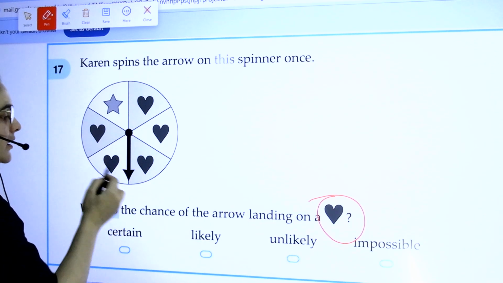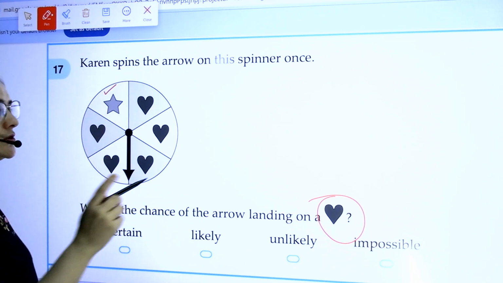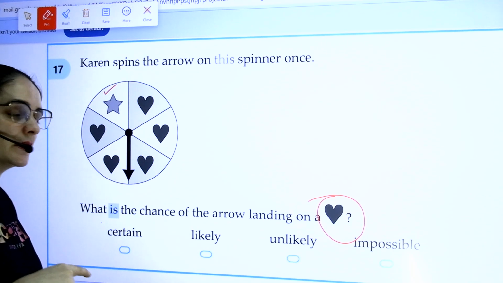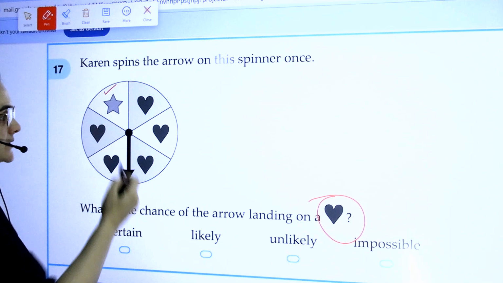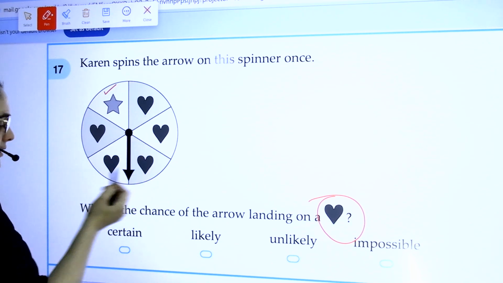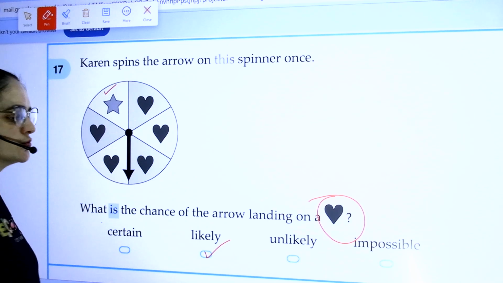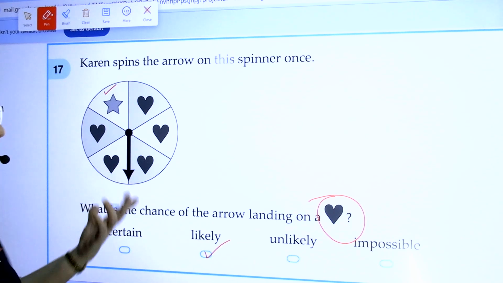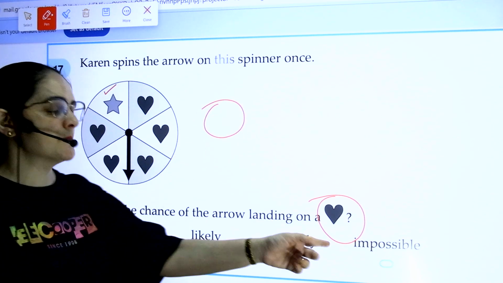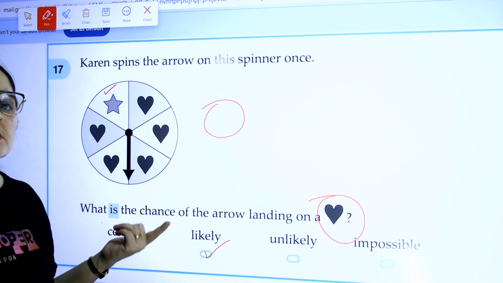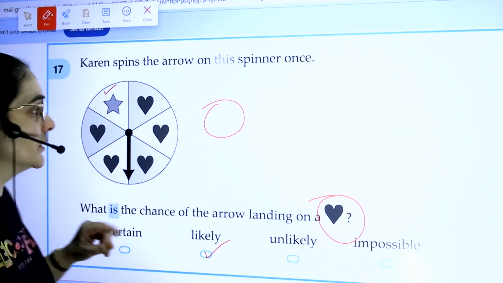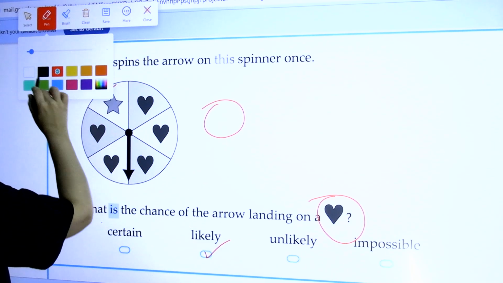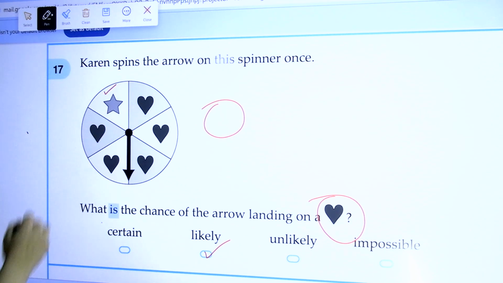There are so many hearts, but one of them is a star, so it can't be certain. It's not certain that the heart will appear because the star can also appear, so it's very likely. So likely or very likely is the suitable answer for this. Star is unlikely. If I have some other shape, say a circle, it is impossible because there's no circle in the spinner. How will the circle appear? For that the chance is impossible. So this is the correct answer. I hope this point is also clear to you.